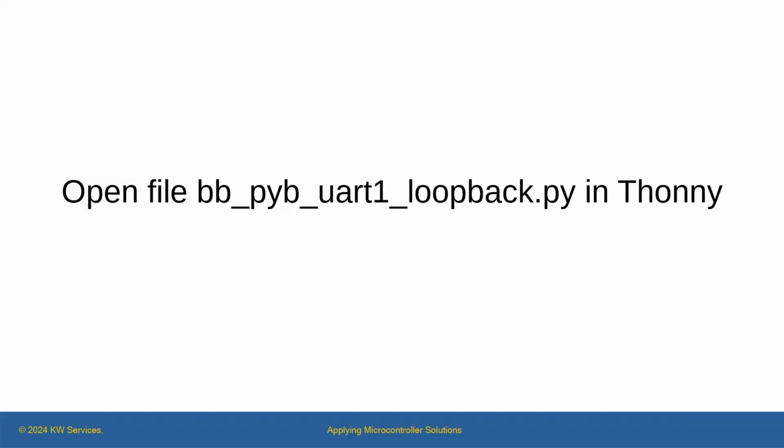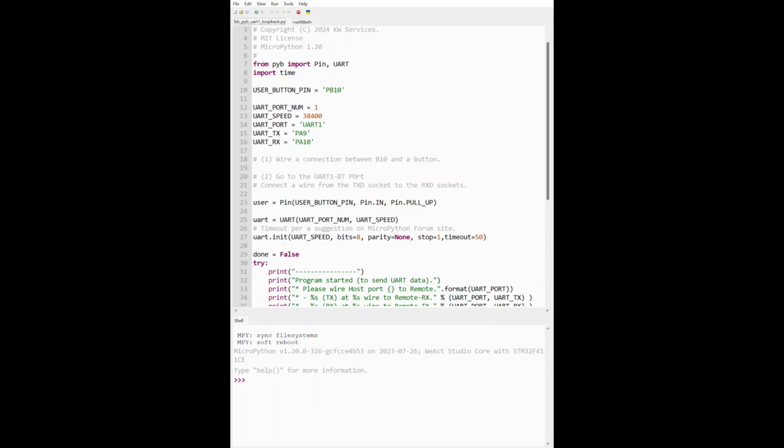Now, let's look at the code. Let's open bb_pyb_UART1_loopback. The code begins by importing Pin, UART, and time. We discussed buttons previously, so we'll just look at the UART.